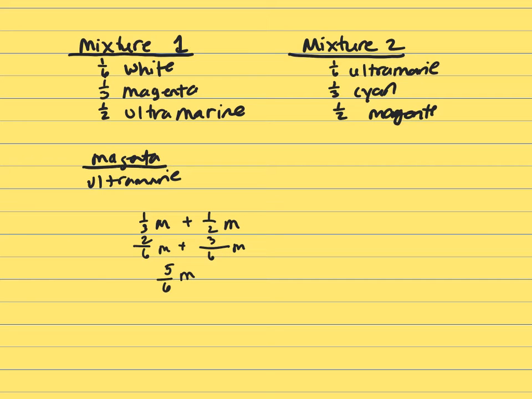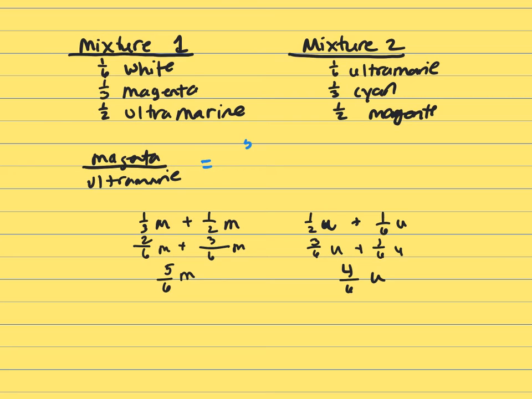Now let's do the same thing for ultramarine. 1/2 U. I think you could leave the variables off. I'm just putting the U in here just to keep up with which paint I'm dealing with. And 1/6 U. It's going to be 3/6 U plus 1/6 U. So that's 4/6 U. And we're trying to find magenta to ultramarine.